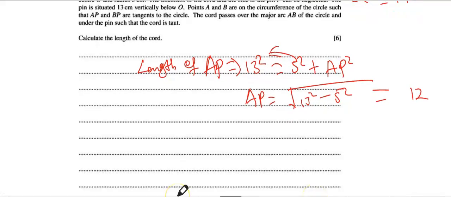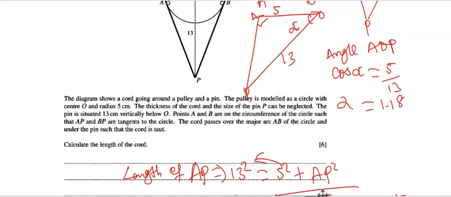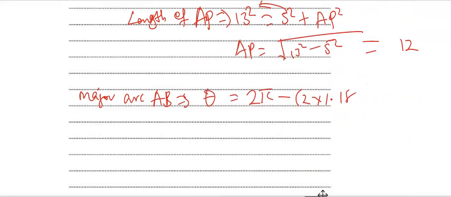So the major arc of AB will be equal to that angle. So this implies that the angle theta is equal to 2 pi minus 2, multiplied by the 1.18 that we got earlier from the angle alpha. Then simply put this in your calculator.